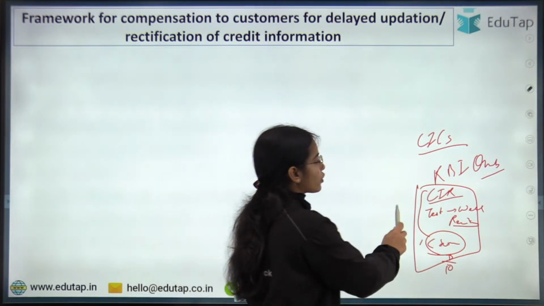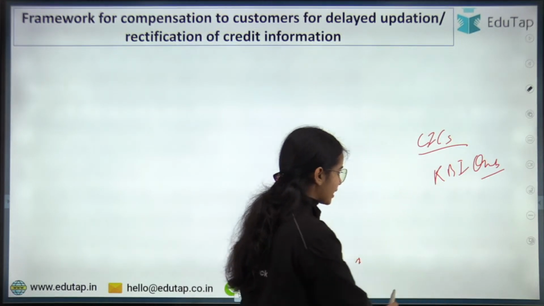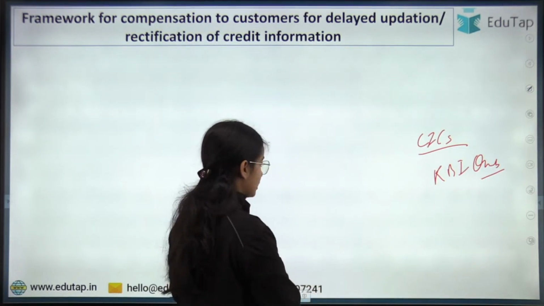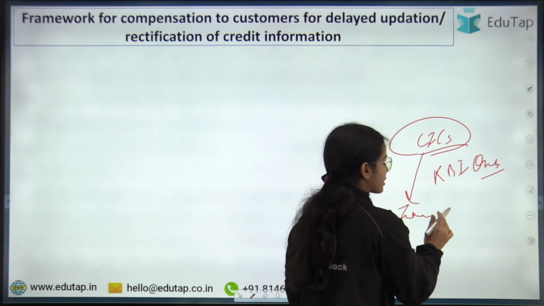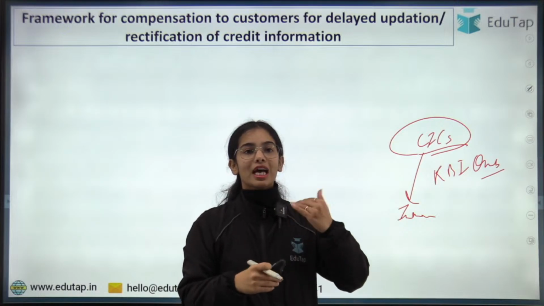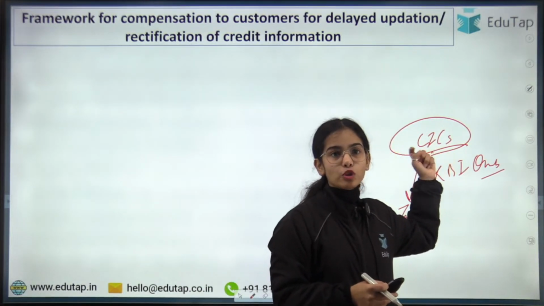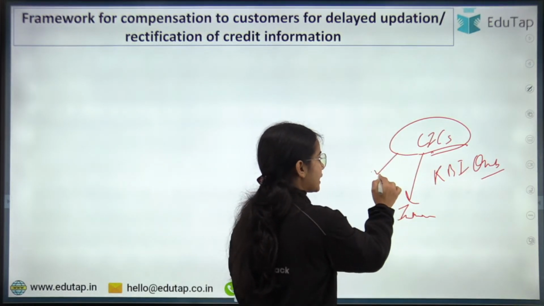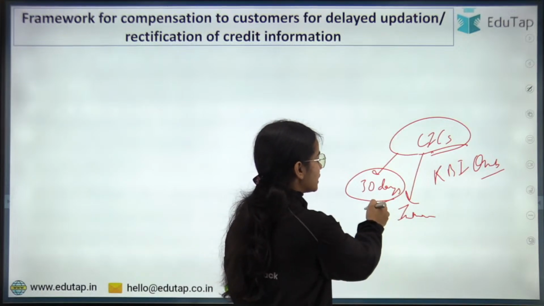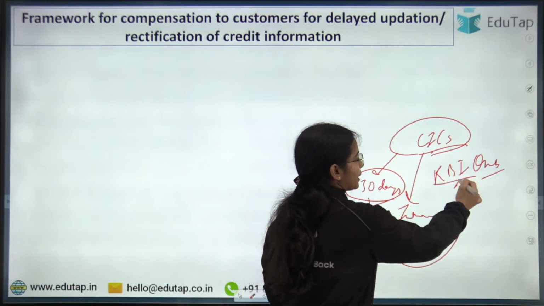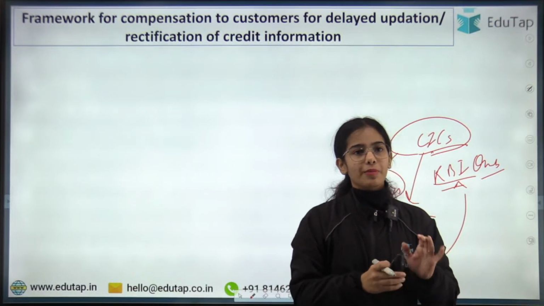So yes, credit information companies are part of the Reserve Bank of India ombudsman, and the credit information companies have to provide the internal grievance redressal also. That means if there are complaints coming against the credit information companies, they have to tackle the complaints within 30 days. If they are not tackling the complaints within 30 days, the customer can go to the RBI ombudsman, or the individual or the commercial entity can go to the RBI ombudsman.